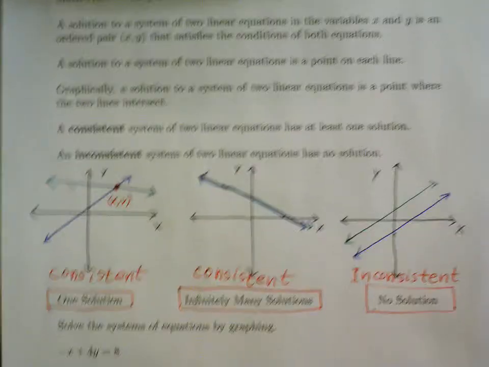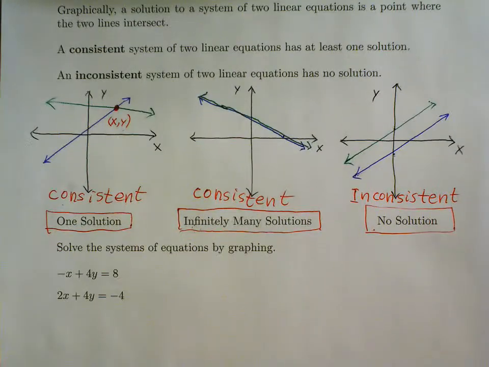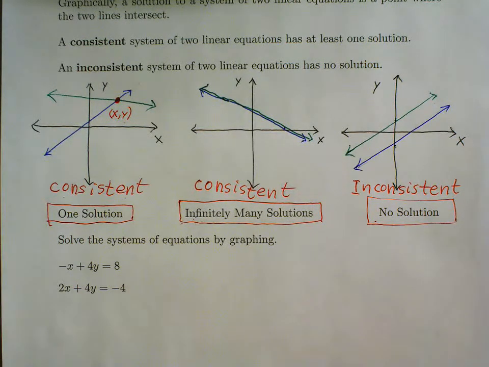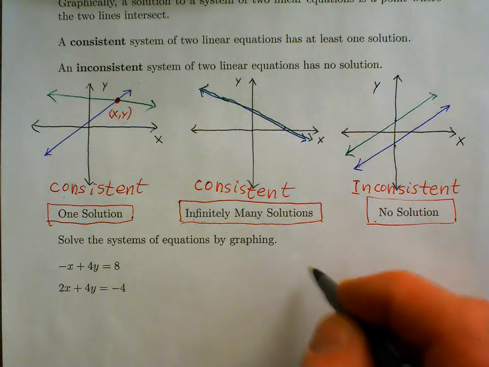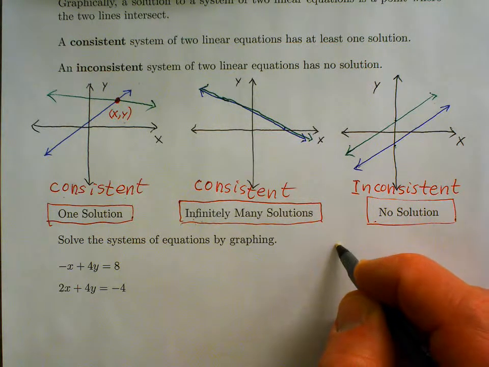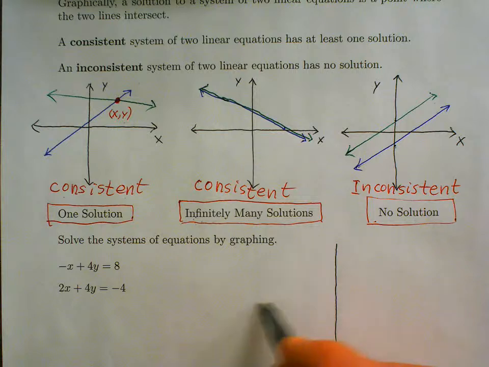Okay, in the next couple of examples, we'll see if we can solve the systems of equations by graphing. Well, when you solve by graphing, if you're not a very neat grapher, then you might come up with a solution that's not really the correct solution. So I'll do my best. We'll graph each of the two lines and see what we get.